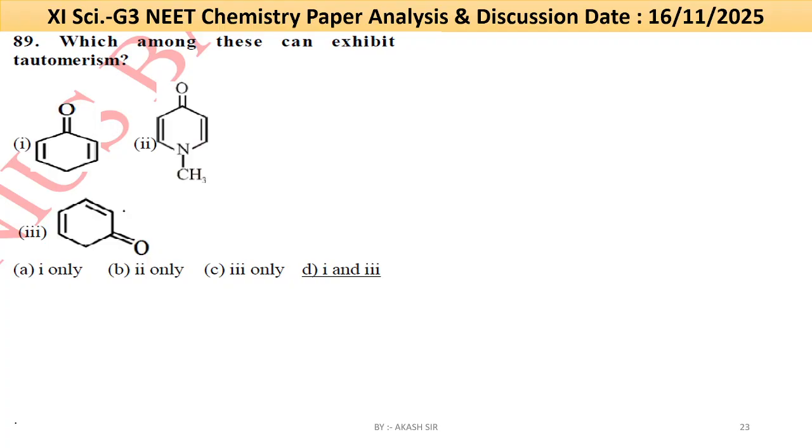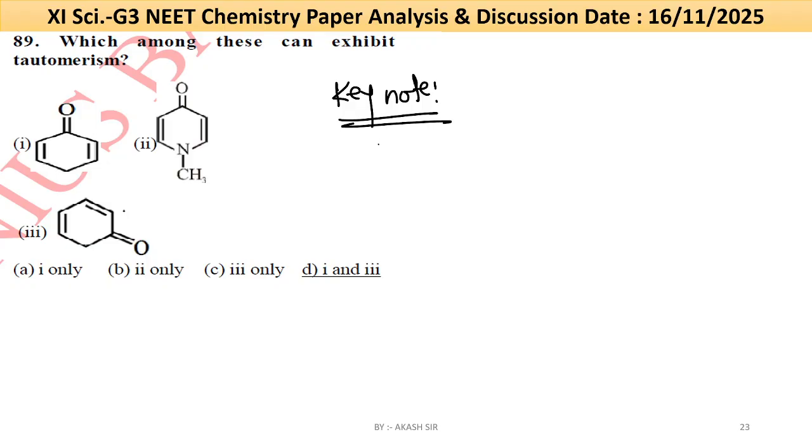Question 89. Which among these can exhibit tautomerism? Who shows tautomerism here? Now what happens here? Tautomerism is a phenomenon where two molecules called tautomers interconvert through the movement of a group or atom, usually hydrogen, often accompanied by the switch of double bonds. For a compound to exhibit tautomerism, it typically needs to have a hydrogen atom adjacent to the carbonyl group.